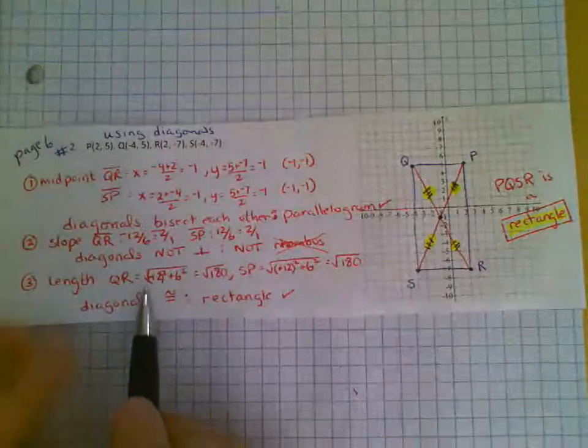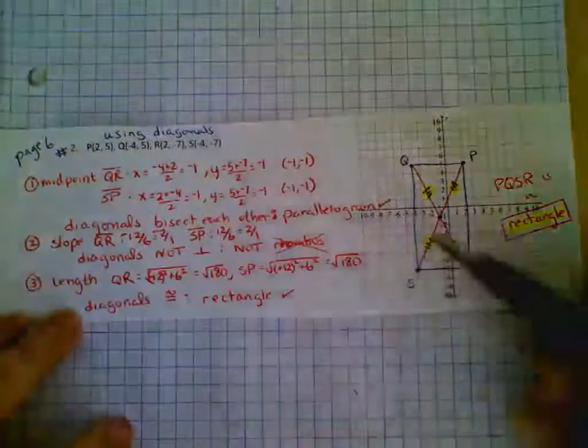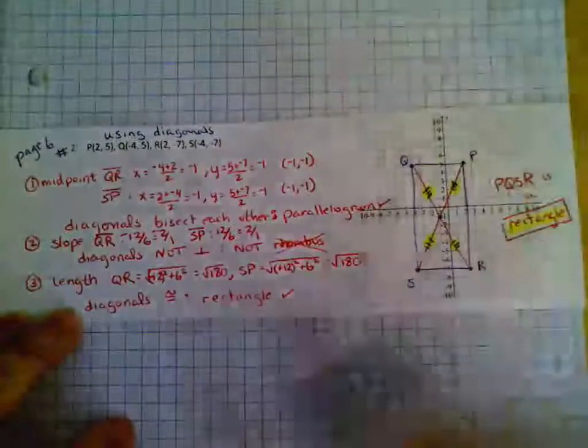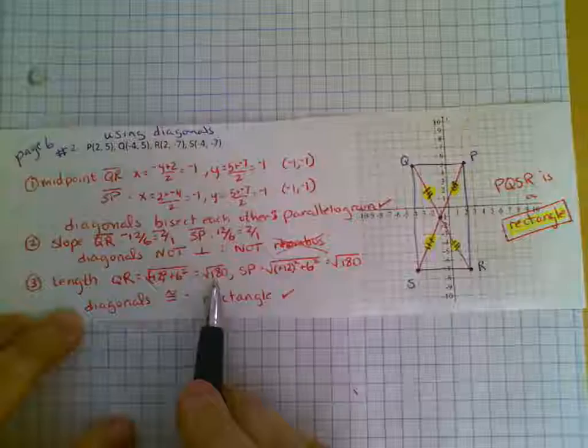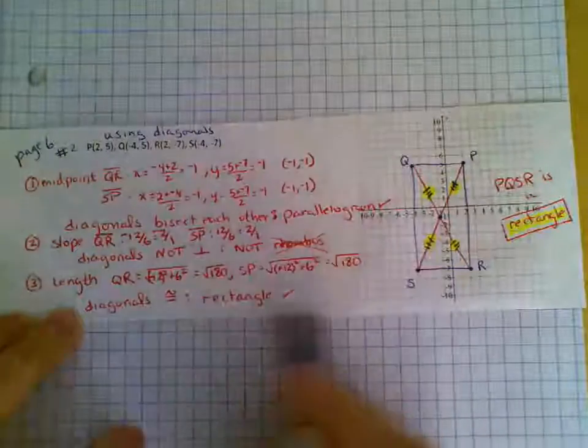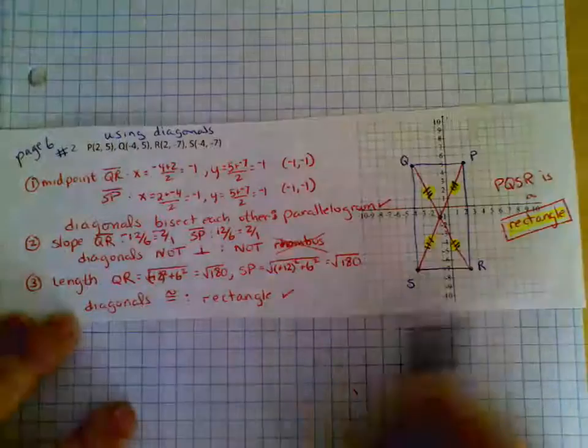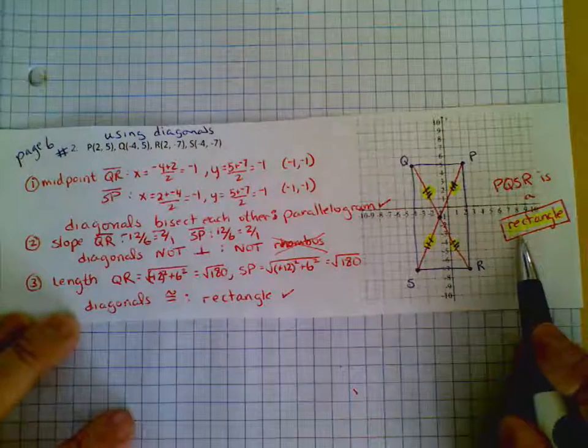We can find the length of each of these. They are going either up or down 12 and over 6. In both cases, that comes out to a square root of 180. These are the same, so the diagonals are congruent, and we have a rectangle. So I can say that PQRS is a rectangle.